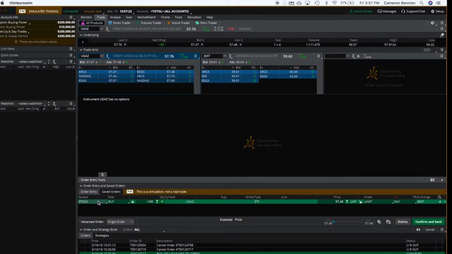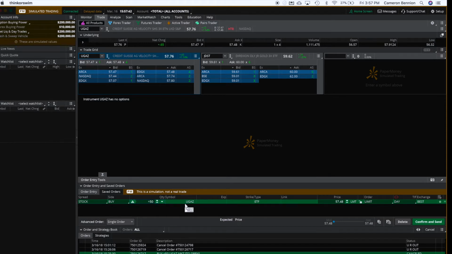In the stock section, it's going to say buy. You don't want to short it. You're wanting to buy that stock, and it's going to give you a quantity. If you don't want to buy 100, you can come down here and put in 50, 75, whatever. You can just add or subtract using the plus and minus buttons right there.